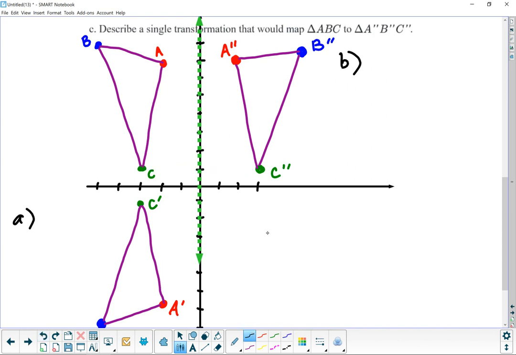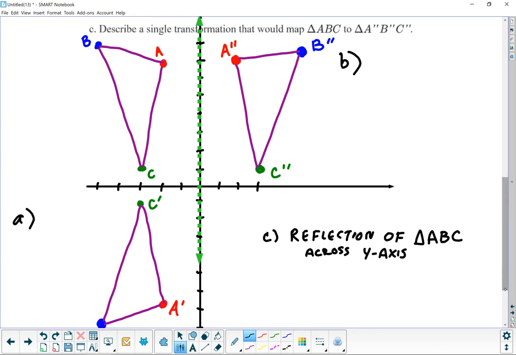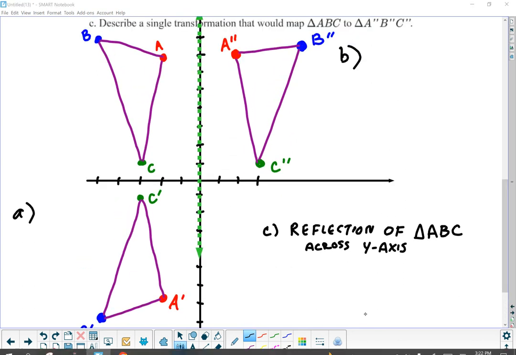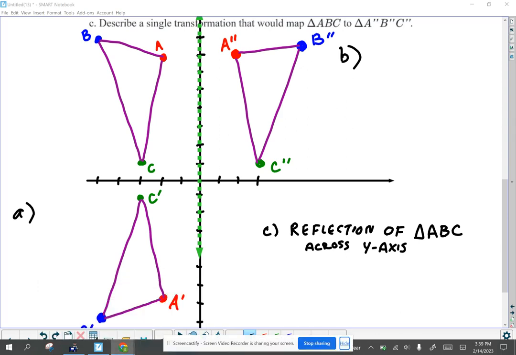So part C, I would say reflection of triangle ABC across the y-axis. Okay, that's it. All right, hopefully that helps. We will continue tomorrow.